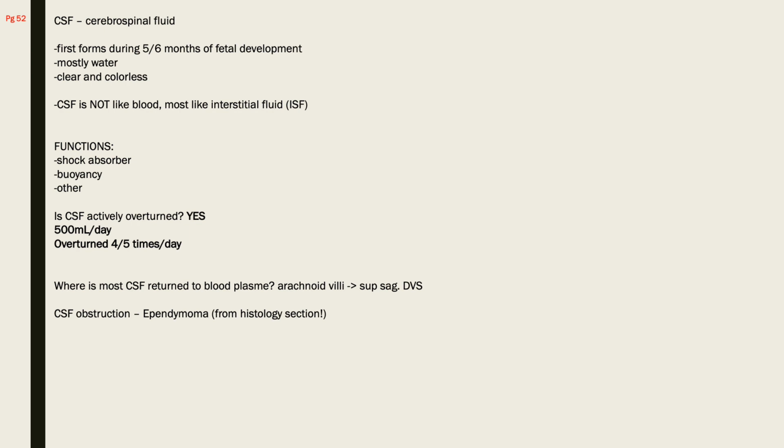Still on page 52, we are looking at cerebrospinal fluid now, or CSF. So know the characteristics that I put up there. It first forms during the 5th to 6th month of fetal development. Know that time period, the 5th to 6th month. And then it's mostly water, it's clear and colorless. So know those characteristics of it.